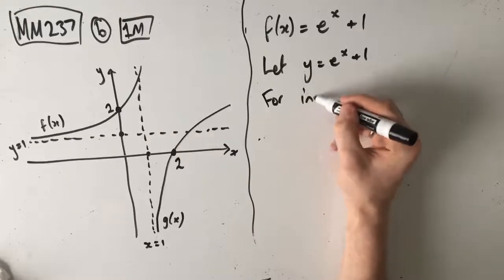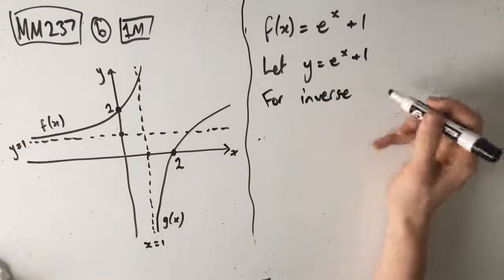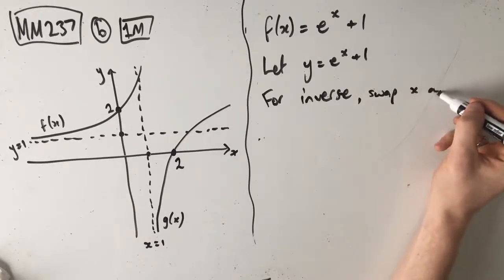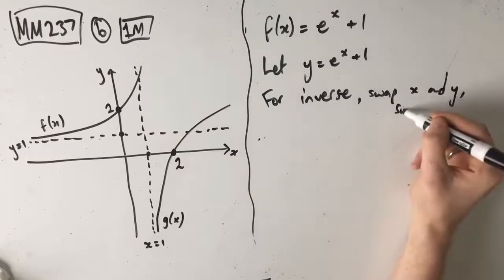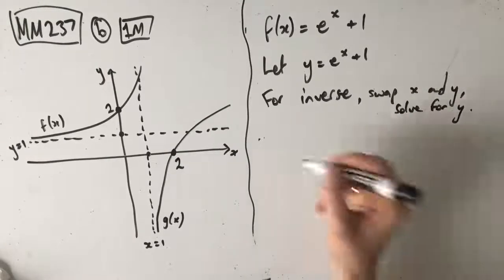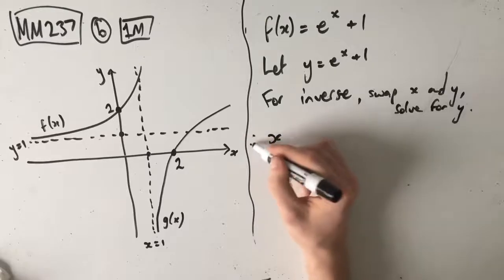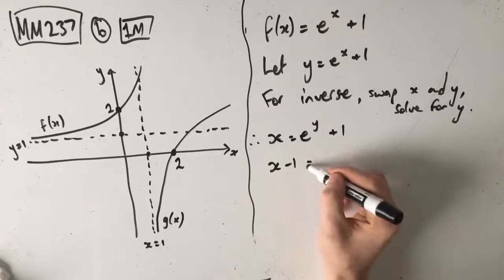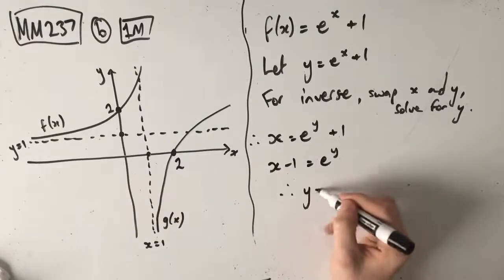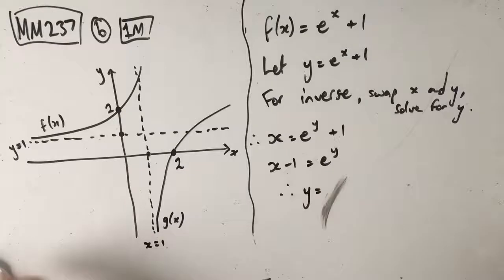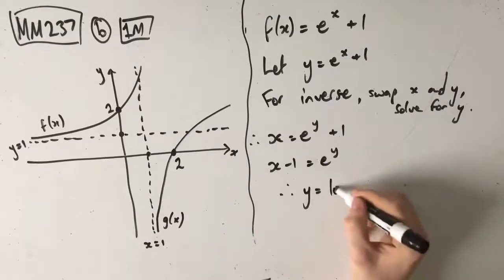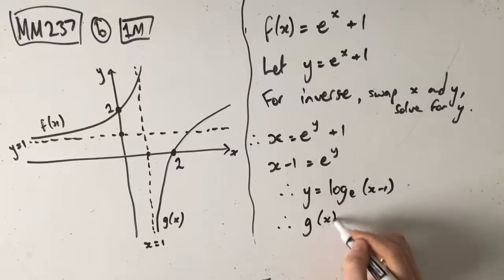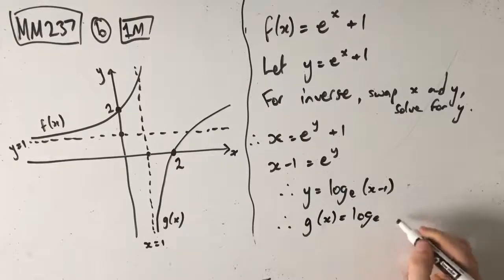And then our working should be, I mean, it doesn't really matter because it's only 1 mark, but if this was 2 marks, you would say for inverse, swap x and y, solve for y. Because that's what we're doing. So we're going to say, therefore, x equals e to the power of y plus 1. x take 1 equals e to the power of y. Therefore, y is equal to log e of x minus 1. So therefore, g of x is equal to log e of x minus 1.